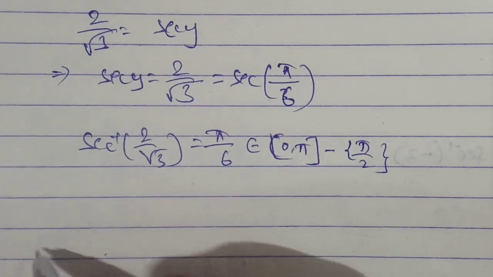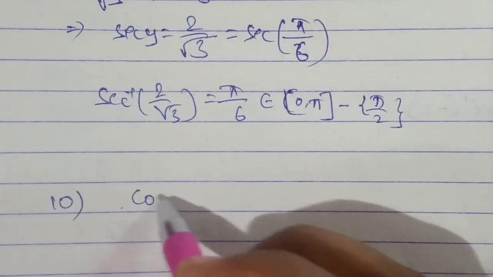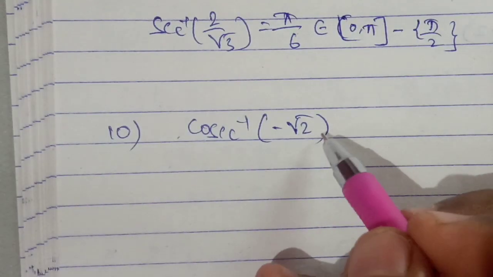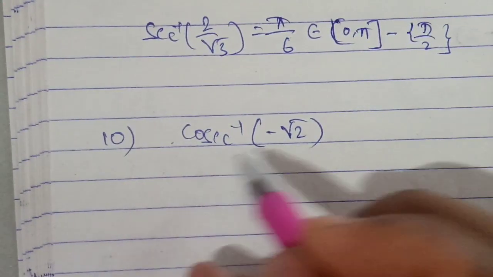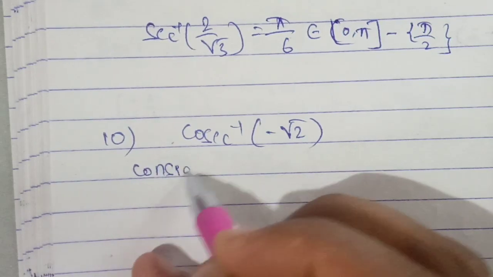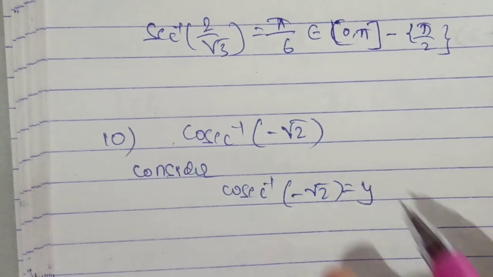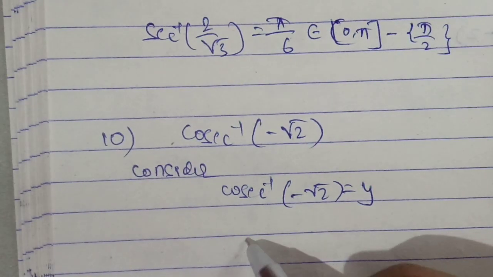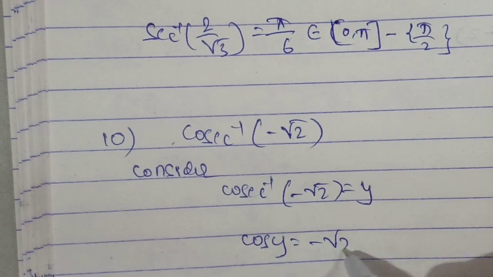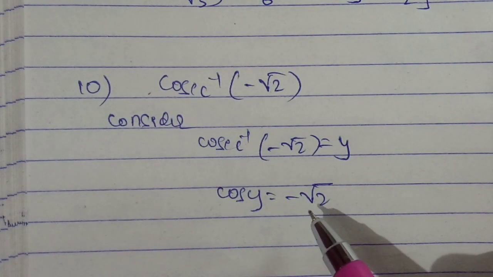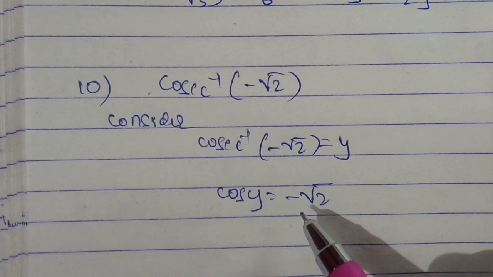And another question I am considering: I am solving cosecant inverse of minus root 2. Here also I am considering the same method. Consider cosecant inverse of minus root 2 is equal to y, and cosecant y is equal to minus root 2. Here cosecant theta is the inverse of sin theta, cosecant theta is equal to 1 by sin theta, and sin 45 is 1 by root 2. Then cosecant 45 is equal to root 2.